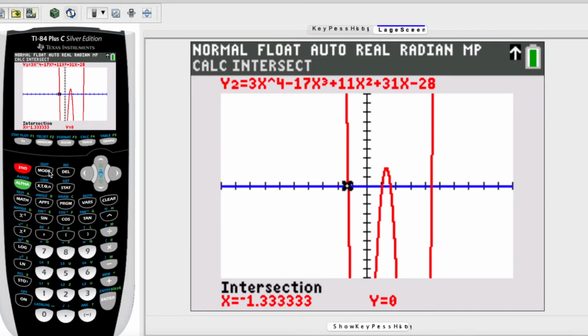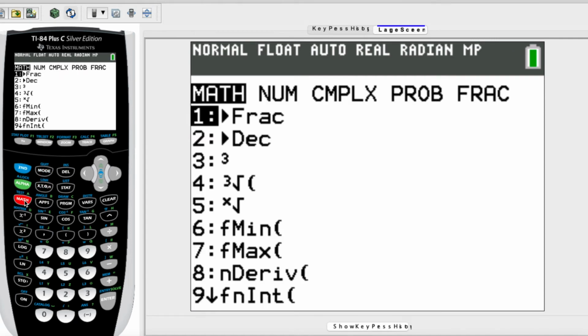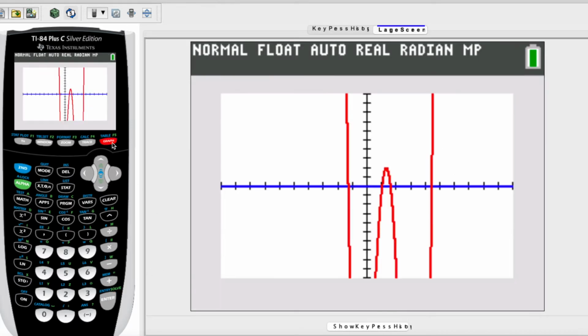So I'm going to second quit out of this screen, and then I'm going to press X, math, enter, enter, and then the x-intercept is at -4/3. So now we have used the graph to help us find two rational roots. We know that there's two other roots, and we know that they're going to be irrational because we already tried to convert them. So we don't want to use the decimal approximations, remember, we want the exact roots.